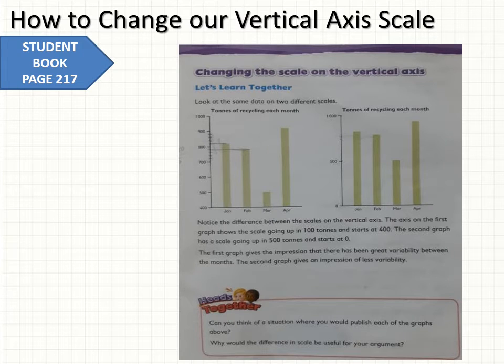Now let's see student book, page 217. I know we've talked about this in the Zoom class, but still, let's look at it. Changing the scale on the vertical axis. Now look at this. Let's learn together. Look at the same data on two different scales. This data is talking about tons of recycling in each month.